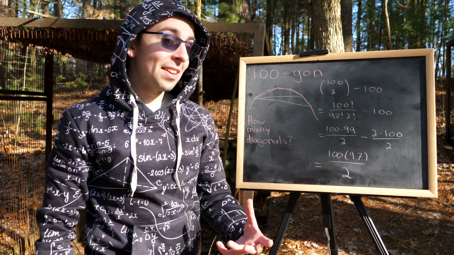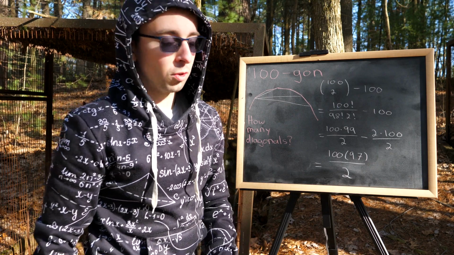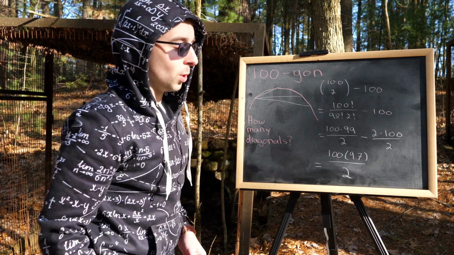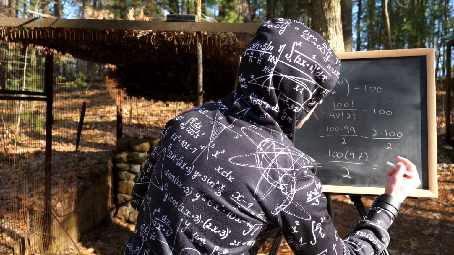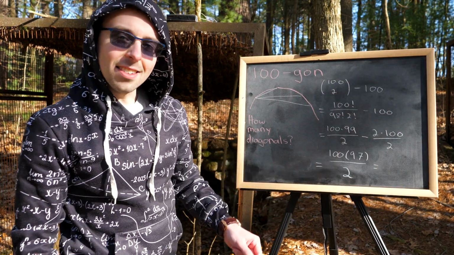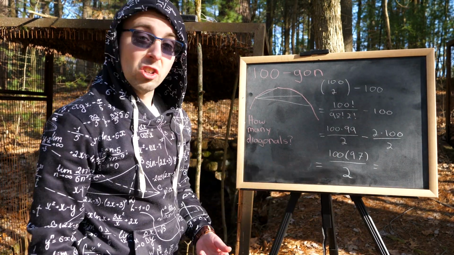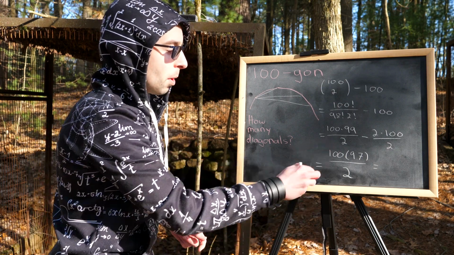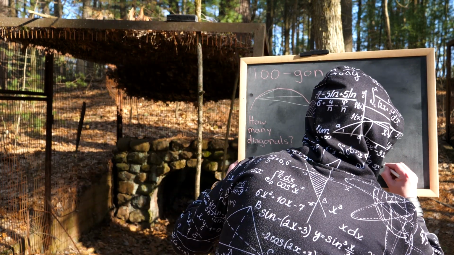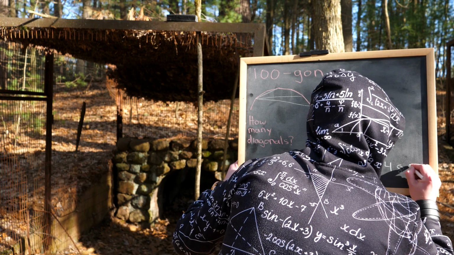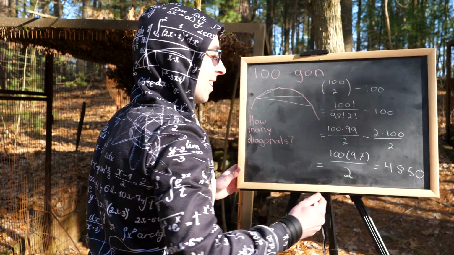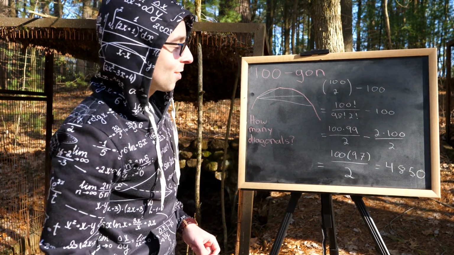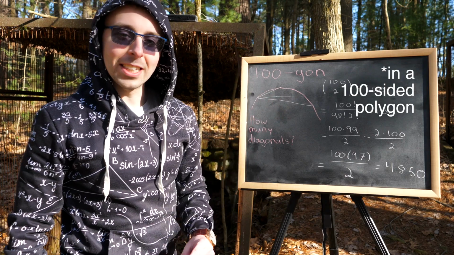And this is suggestive of the general solution. If we want to reduce this to an actual number, the easiest way to do that in our heads would probably be 97 divided by 2, which is 48.5, multiplied by 100, which gives us our final answer, 4,850. That's the total number of diagonals in a 100-sided polygon.